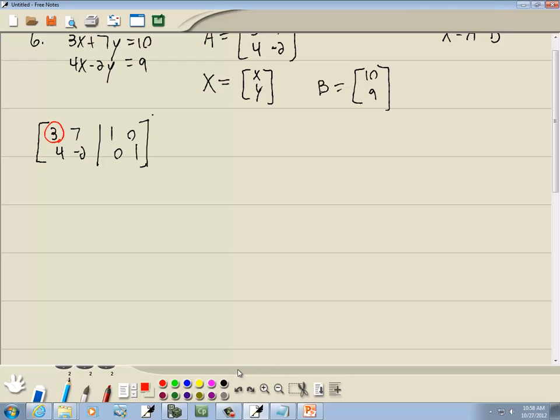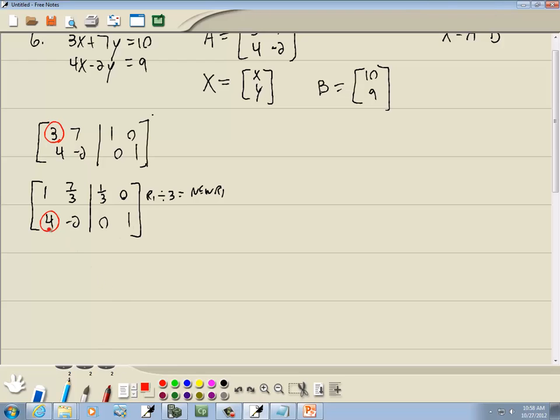We'll want a 1 here. So we're going to divide everything in that row by 3. So 3 divided by 3 is 1. 7 divided by 3 is 7/3. 1 divided by 3 is 1/3. 0 divided by 3 is 0. So I took row 1 divided by 3 gives me my new row 1. 4, negative 2, 0, 1.